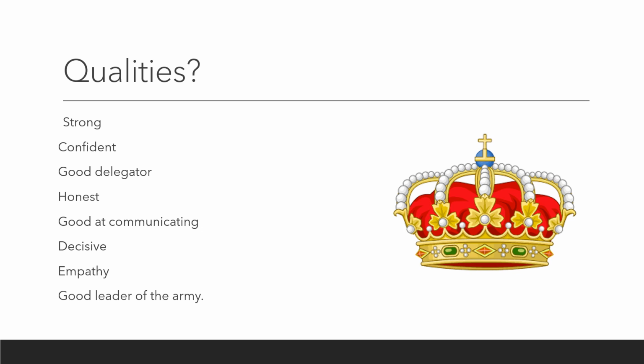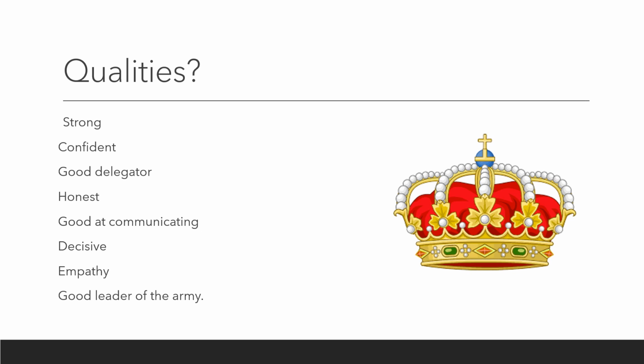So a few that I've got, I put maybe they should be strong, they should be confident, a good delegator, so they should make sure that they don't try and do everything because that can be quite overwhelming, but give a few things out to different people. A good king should probably be honest, so that people know what he's saying and can trust him. Good at communicating, so communicating with those around him, making sure everyone knows what he's doing, what his plan might be. Decisive, making quick decisions, but making decisions really well.